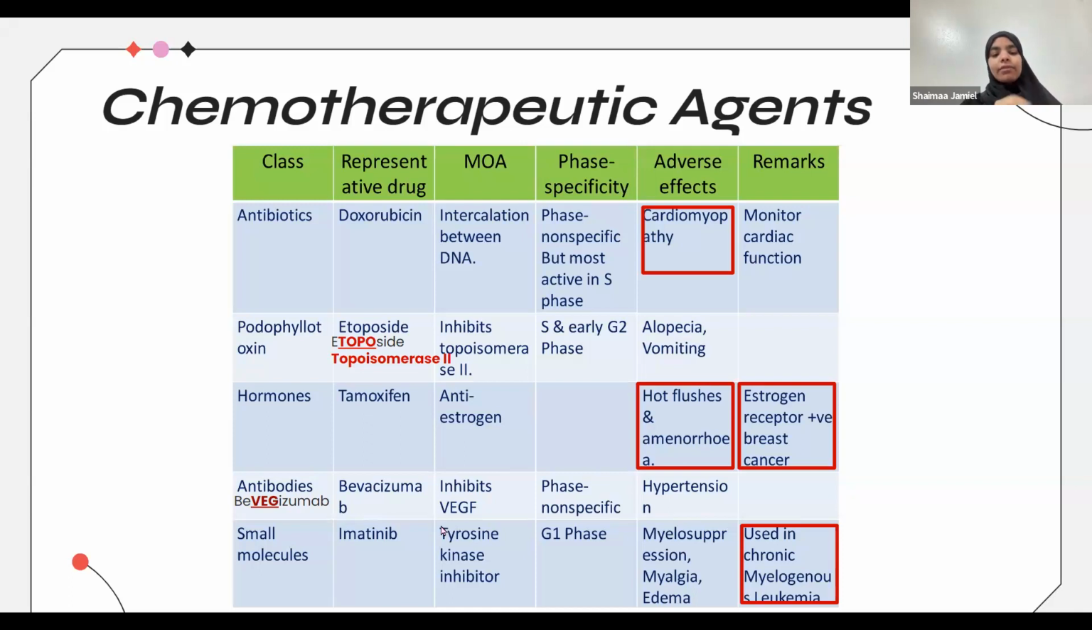Then we have the small molecules which end with NIB. All of them end with NIB, okay? But specifically this one, tinib, T for tyrosine kinase. So imatinib inhibits tyrosine kinase, okay? So it's a tyrosine kinase inhibitor.